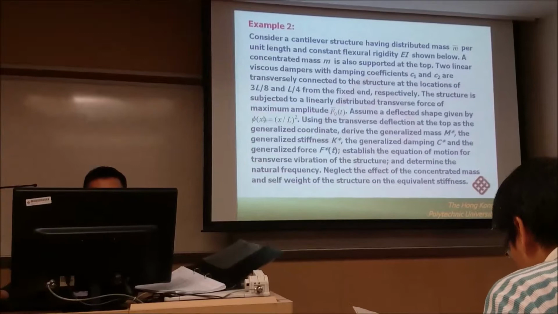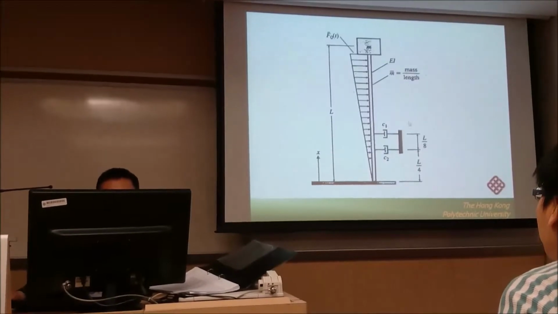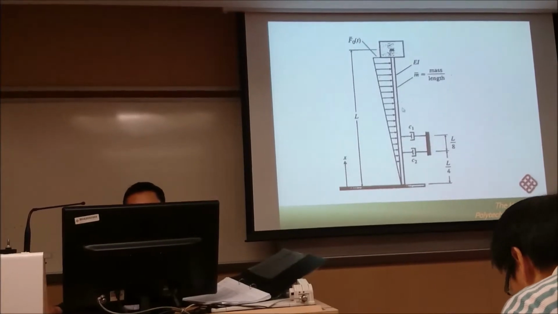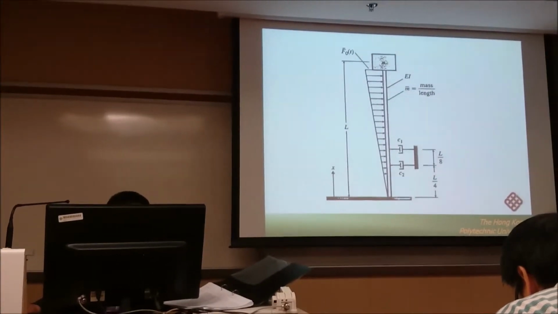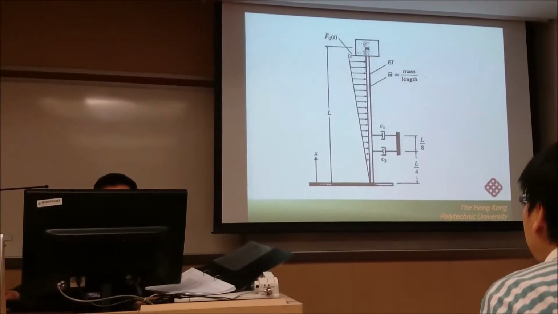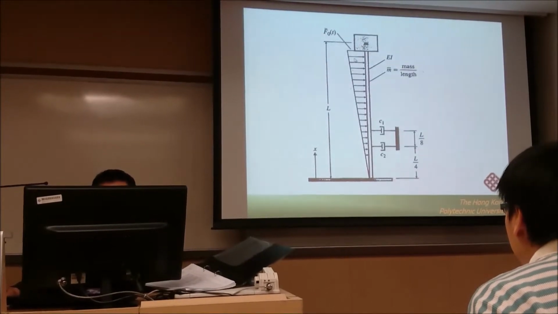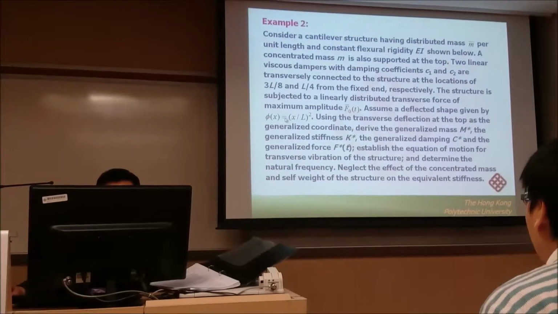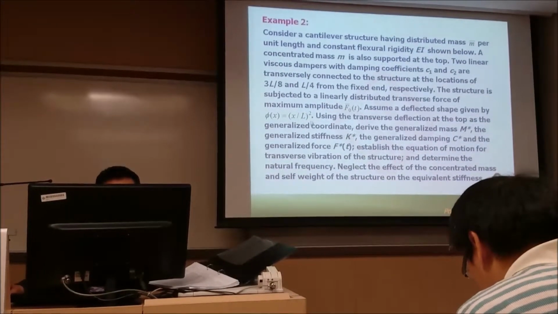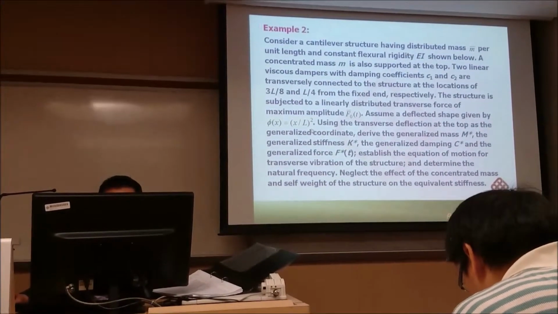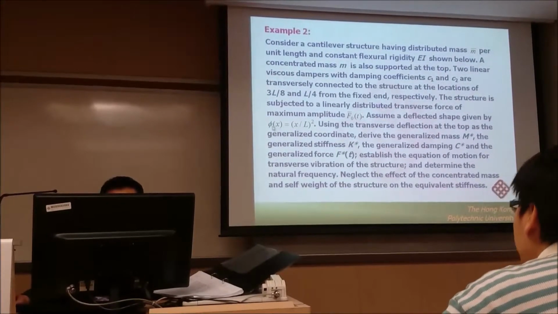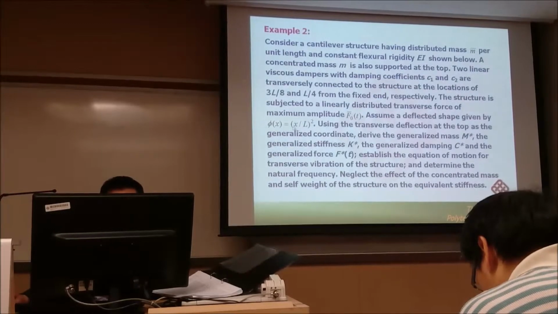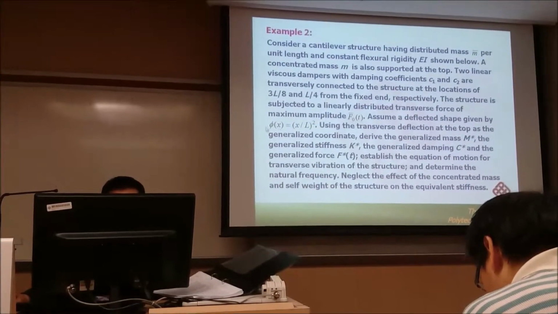So this is the first example, and then we go to the second example. In the second example, we have a distributed mass and a concentrated mass. The force is linearly distributed, and we have two dampers. In this case, we use a very simple shift function. I hope you can use this in the final examination or midterm test. We always have a simple shift function like this.